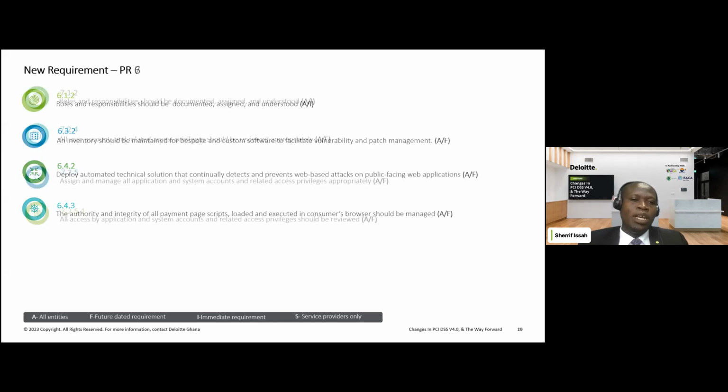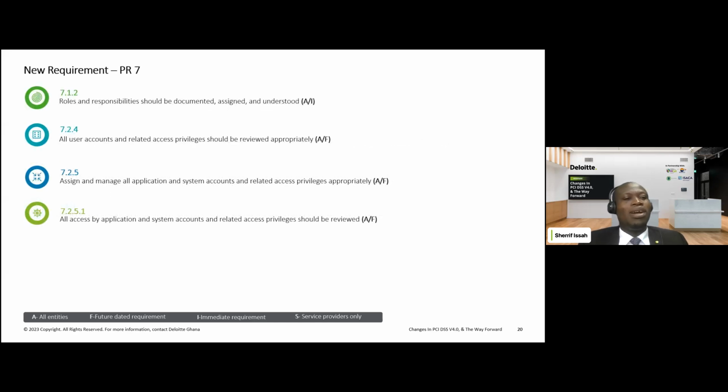PCI entity. So we move to requirement 7. Under PR7, there are 4 new requirements. 7.1.2 is talking about roles and responsibilities. 7.2.4 is saying that all user accounts and related asset privileges should be reviewed appropriately. Appropriately here means that it should be reviewed at least every 6 months. It should be reviewed when there are changes within the environment. So user access review needs to be done at least every 6 months.